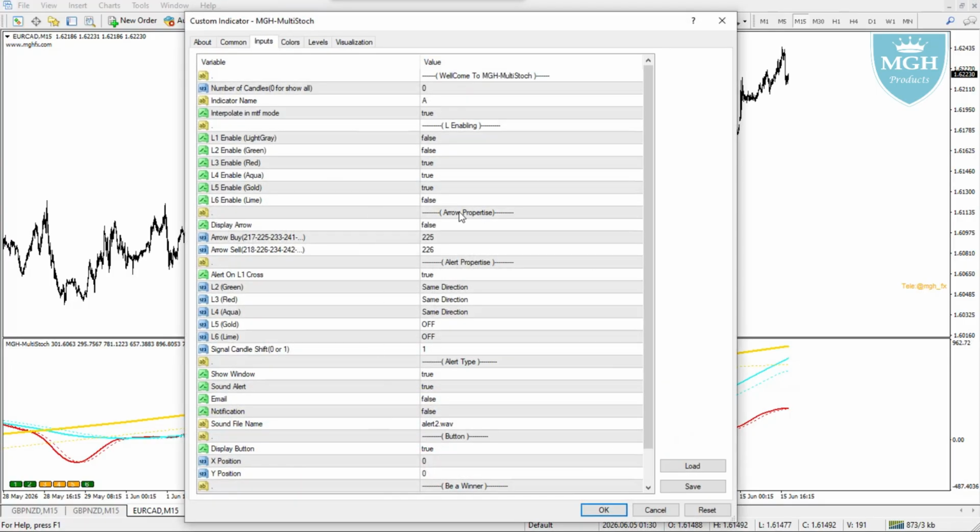Arrow properties. If you want, the indicator can draw buy and sell arrows on the chart. You can turn this on, and you can even choose the arrow style by changing the arrow code.